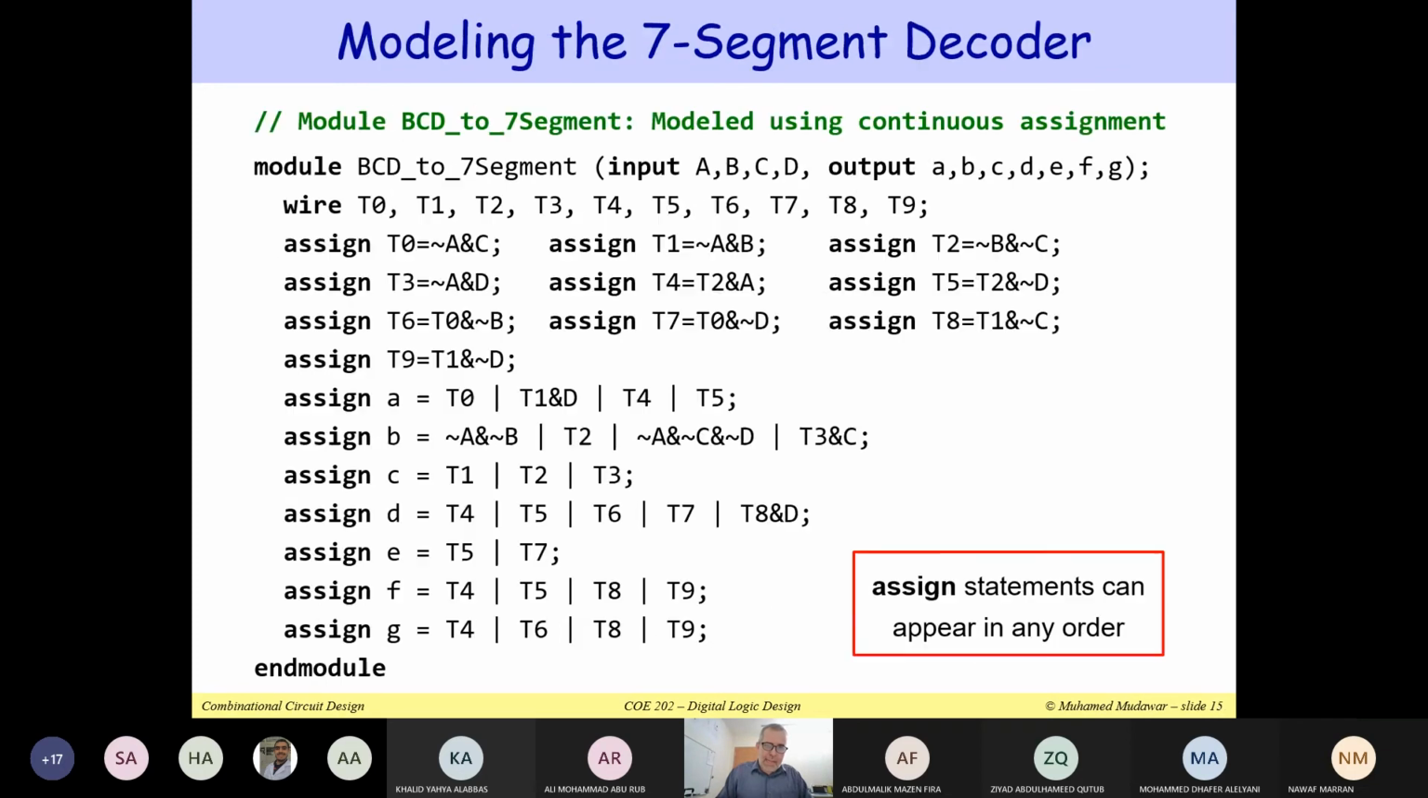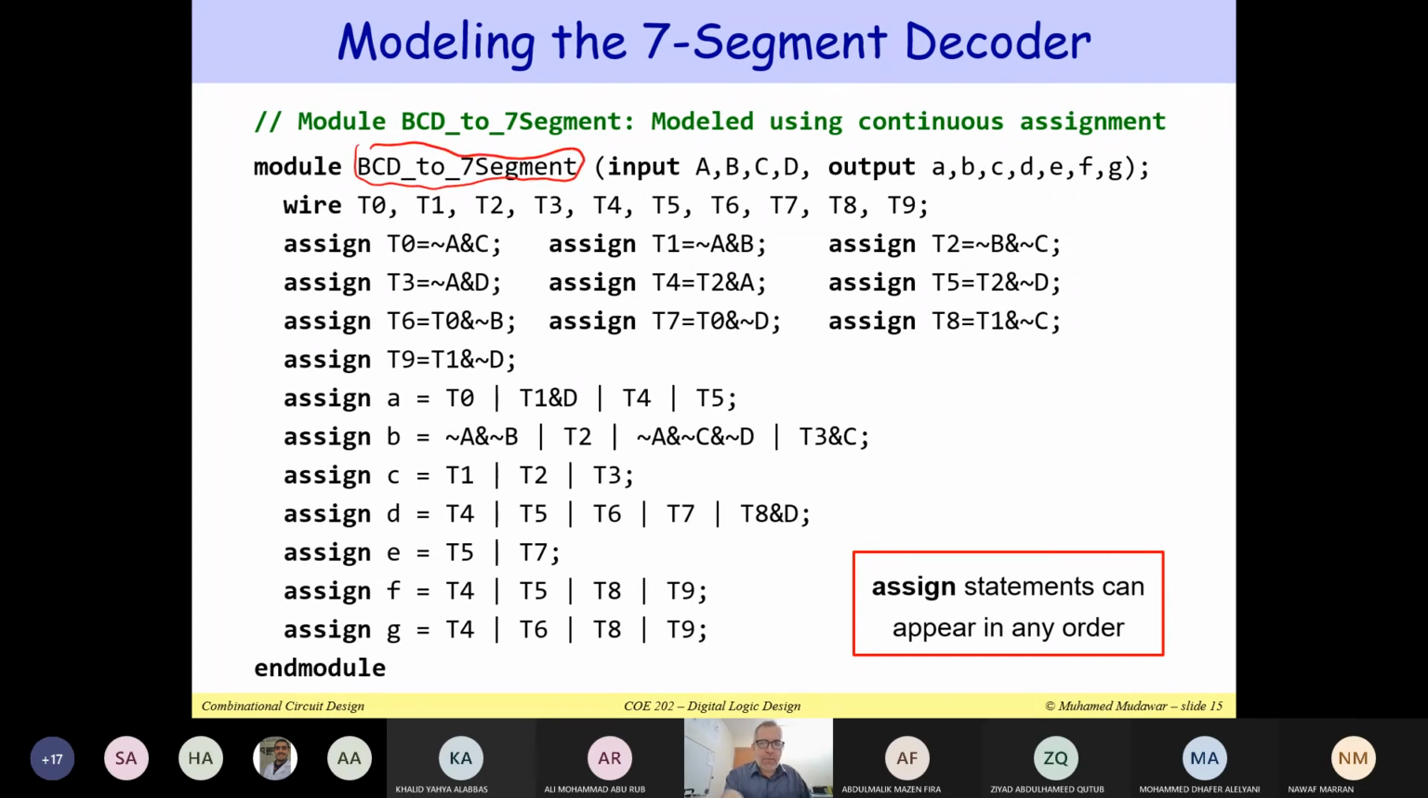Right. So let us now model the 7-segment decoder that we have seen in Verilog. Now, we're not going to model it at the gate level. That will be very tedious. Although we have learned about gate level modeling, I'm going to use continuous assignment. That will be a lot easier. So we are going to define a module, which is called BCD to 7 segment. This is the name of the module here.